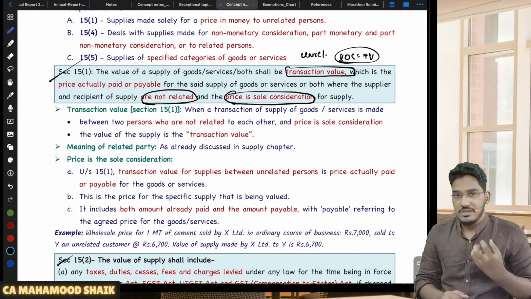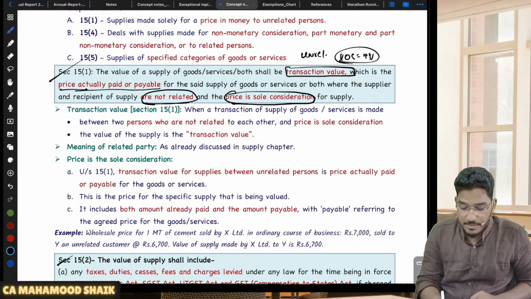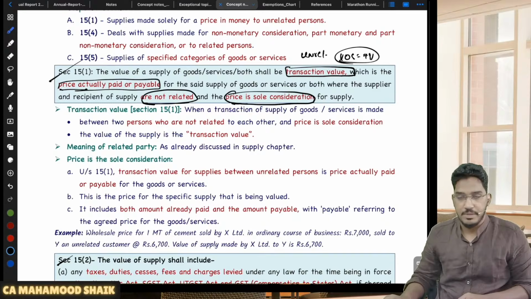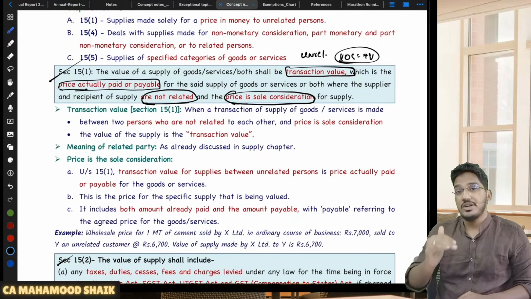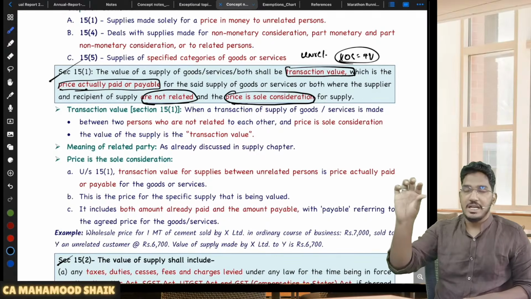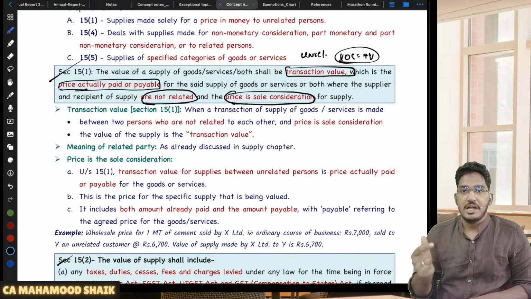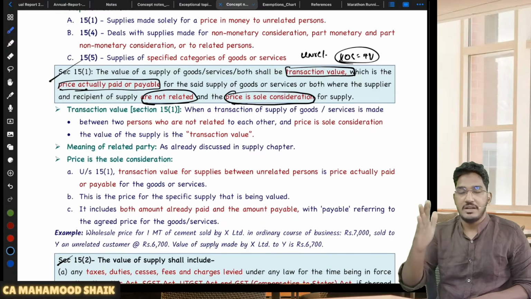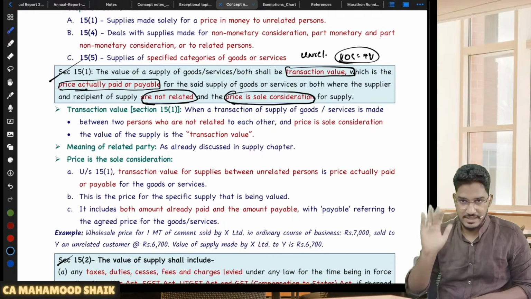Sir, but what is this transaction value? What is the meaning of transaction value? The meaning of transaction value is price paid, or price actually paid or payable for the said supply. So for the said supply of goods or services, whatever price you have actually paid, or whatever price you are required to pay, which is payable, that we call a transaction value. So in case of transaction between 2 unrelated persons, and when price is the sole consideration, the starting point, transaction value will be treated as value of supply. This is what 15 subsection 1 says.